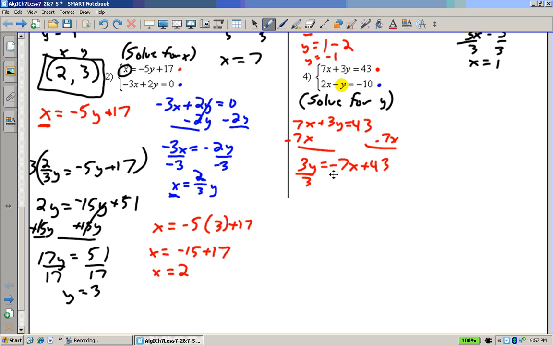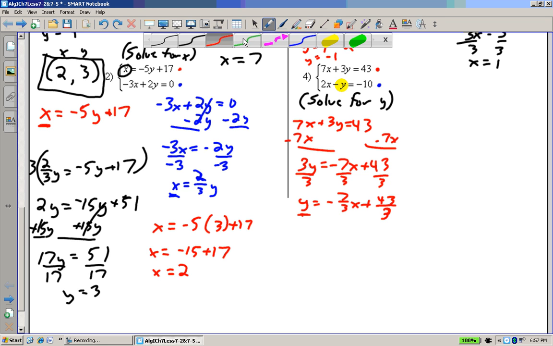Divide through by 3. Y equals negative 7/3 x plus 43/3. I'm just going to leave these as improper fractions. Let's look at the blue. It would be helpful if I could copy down correctly.